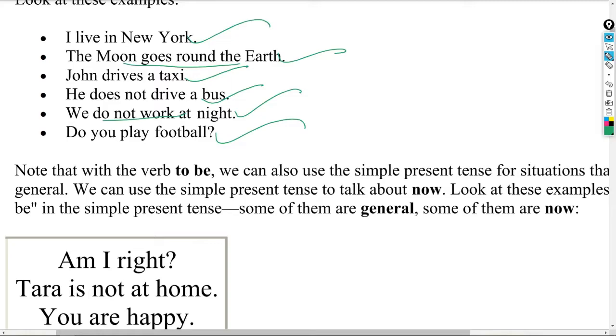I live in Newark. Means this one is the truth. This is the usual truth. The moon goes round the earth. This is the universal truth. John drives a taxi. Means this is habitual. It becomes his habit and is related to his profession. He doesn't drive a bus. वो bus नहीं चलाते हैं, है ना? उसका वो habit नहीं है. Therefore, do you play football? Here also the sense is present simple sense.